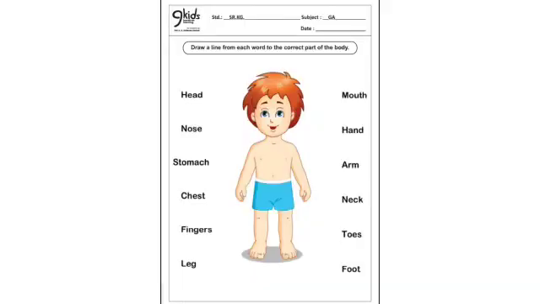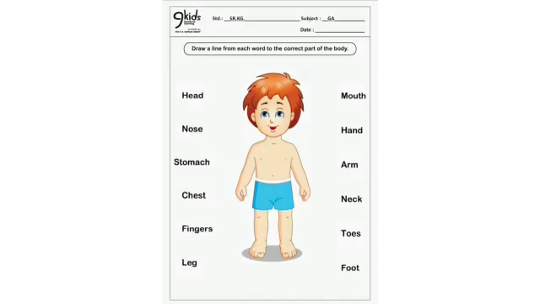Now I will give you 2 worksheets as your practice work. Your first worksheet is of body parts. Here you have to draw a line from each word to the correct part of the body. For example, on your right side you have mouth starting with M. So you have to draw a line from the word mouth to the boy's mouth. The same way you have to do the rest of the body parts.